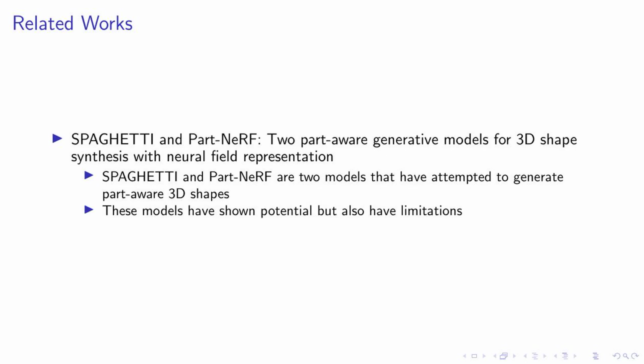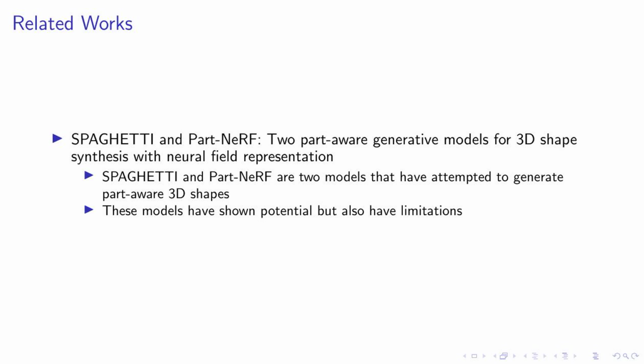In our exploration of related works, we've identified two key models that have made strides in the field of part-aware 3D shape synthesis with neural field representation. These are Spaghetti and part-nerf. Both models have shown promise in generating part-aware 3D shapes, which is a significant step forward in this field. However, they are not without their limitations.